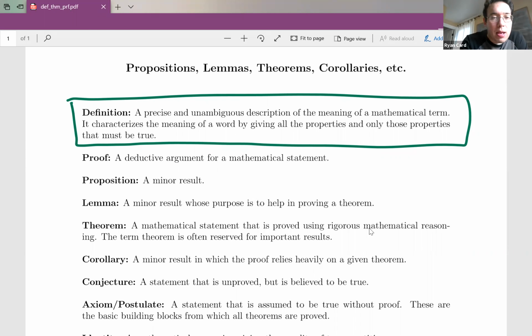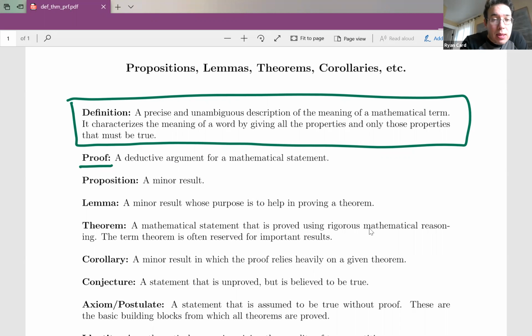A proof is a deductive argument of a mathematical statement. It shows why the statement that you're proving is true. You're trying to convince the audience that it's true.